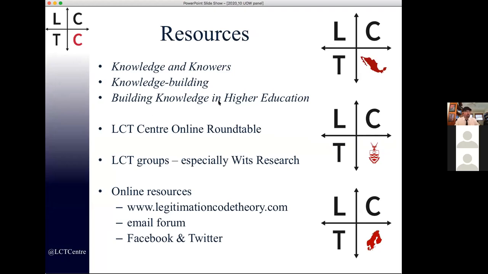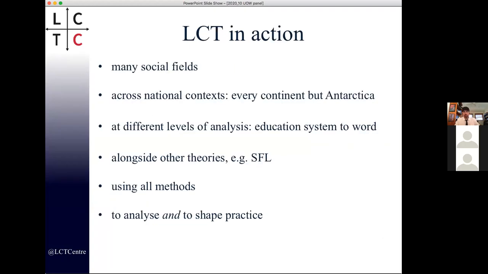Now, as I said, LCT is not confined to education. It's not confined to a particular level of education or discipline or national context. It's not limited to one level of analysis. So concepts are not locked onto, at least by definition, a specific level of analysis. You can use them to analyze a whole education system or go right down to individual words in a text. So there's a lot of flexibility.